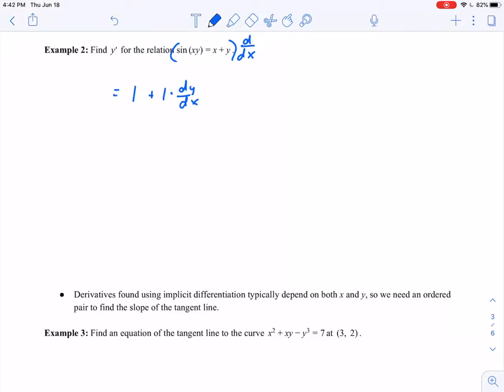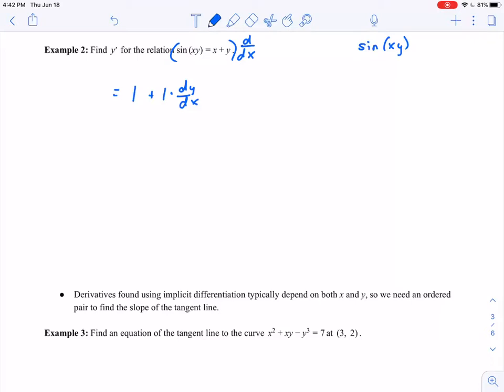So the right-hand side isn't too terribly bad. It's this side right here that's going to cause us a problem. So let's just look at that off to the side. Sine of xy. I see these parentheses and I'm a little worried, because I think that's going to mean we're going to have a chain rule here, because I have a relation, xy, inside of another function, sine. So I need to take the derivative, and I'm going to need to use the chain rule here.